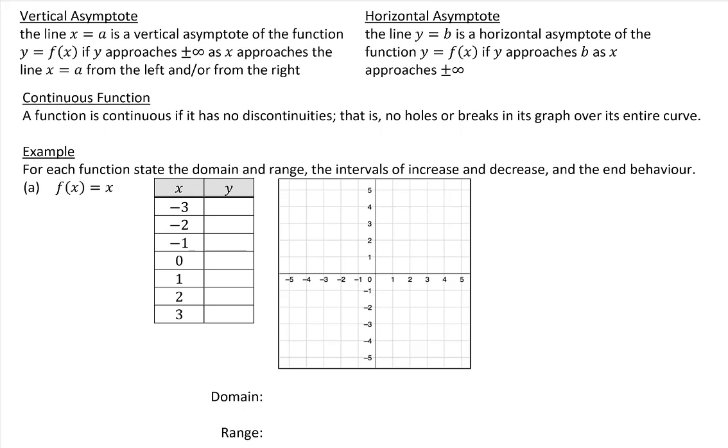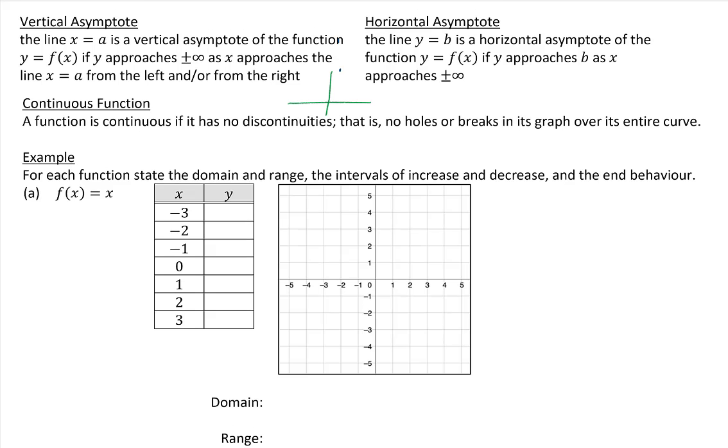The next definitions are vertical asymptote and horizontal asymptote. We say that the line x equals a is a vertical asymptote of the function y equals f of x if the y values are going to plus or minus infinity as x approaches the line x equals a from left to right. So what this means is if you have a graph and you have this vertical line here, if the function starts going to infinity as it approaches that vertical line, then we have a vertical asymptote. Or it can approach negative infinity from one of the sides.